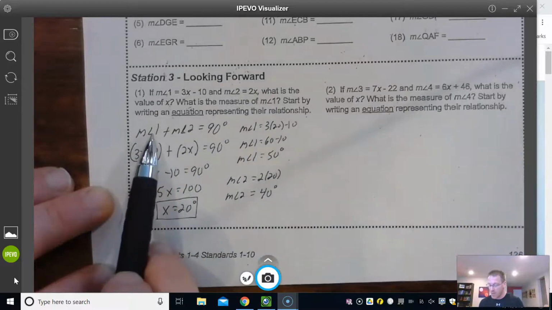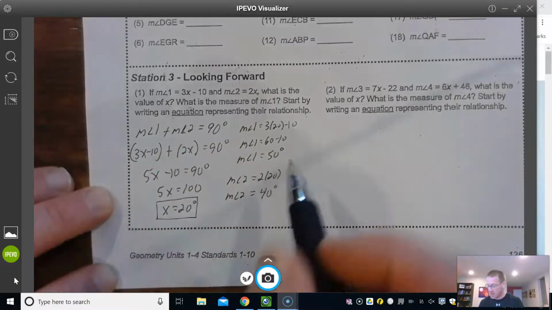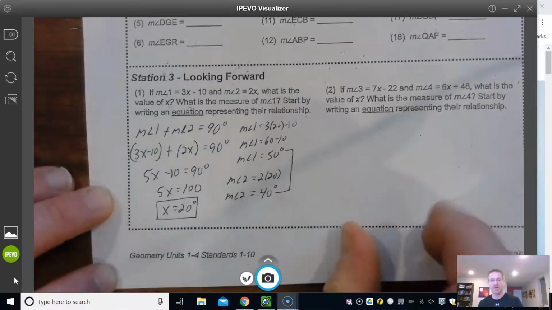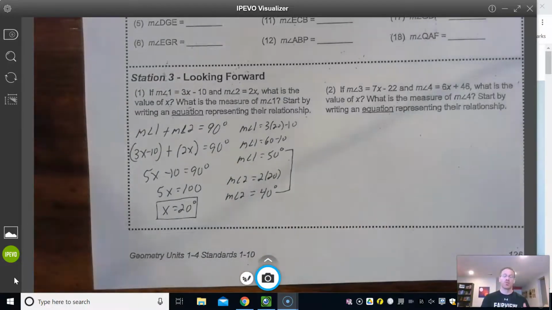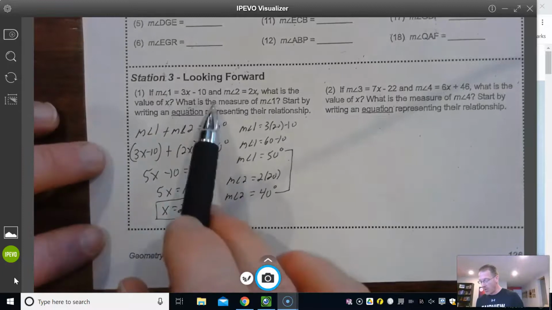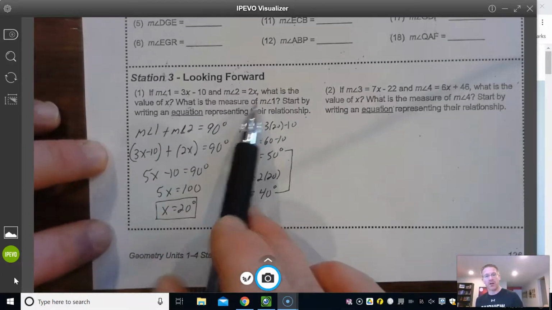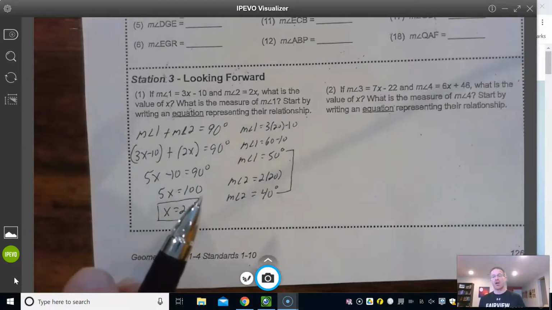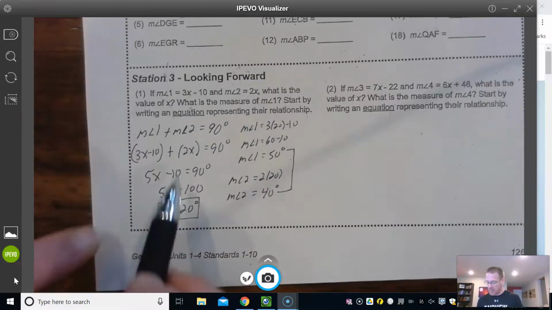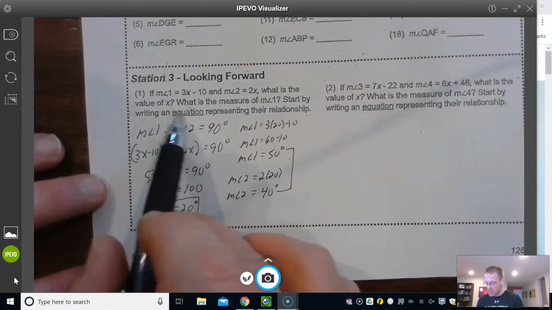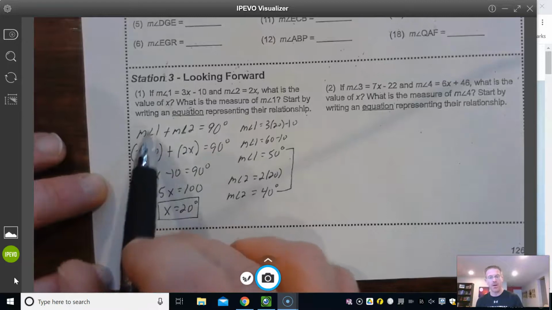Now notice we said angle 1 plus angle 2 should equal 90 degrees. And when we look at our result at the end, that is true. So even though it may not always ask for this part, what is the measure of angle 1 or the measure of angle 2, it's always good practice to take your x values and go back and plug them in and make sure that initial relationship, whatever you started with, holds true.